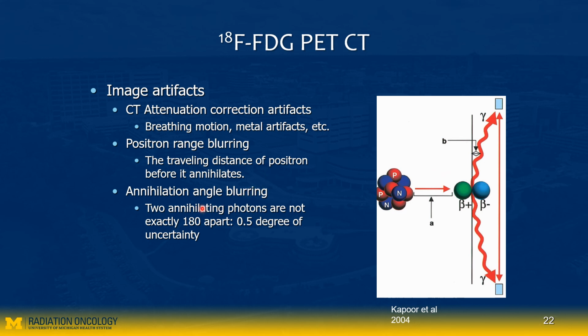The other artifact is annihilation angle blurring. These two annihilation photons are not exactly 180 degrees apart, so there's a slight degree of uncertainty. It's sort of random, and that causes very low efficiency of coincidence detection. So these three artifacts are important to remember. What kind of PET imaging artifact can happen? CT attenuation correction artifact itself, range blurring, and then angle blurring.